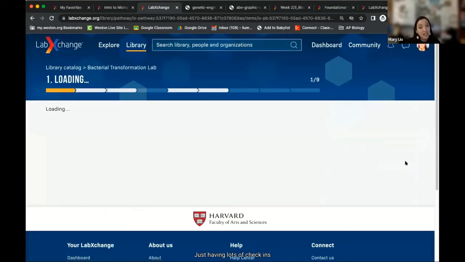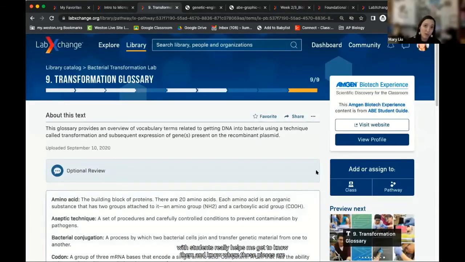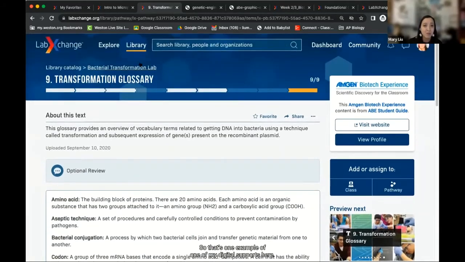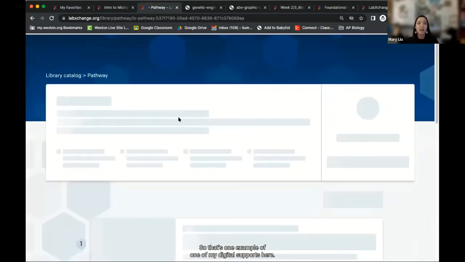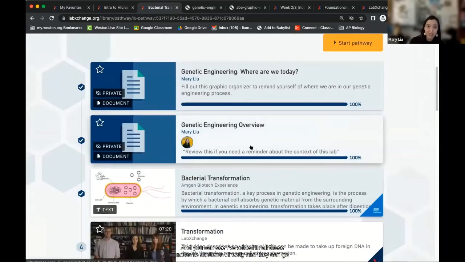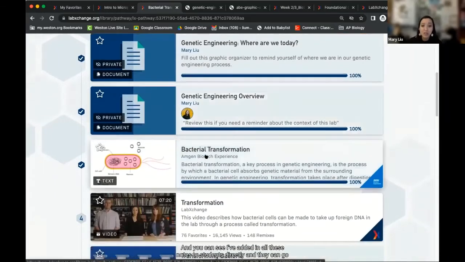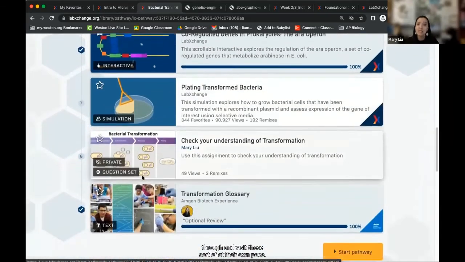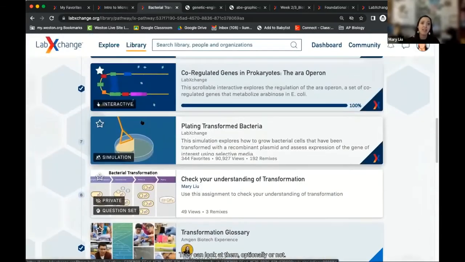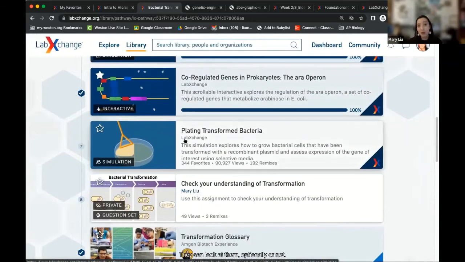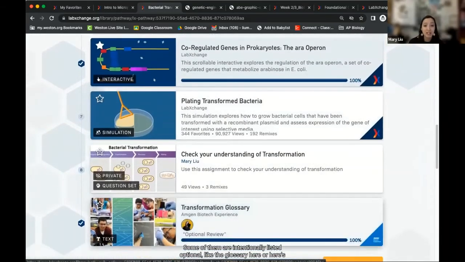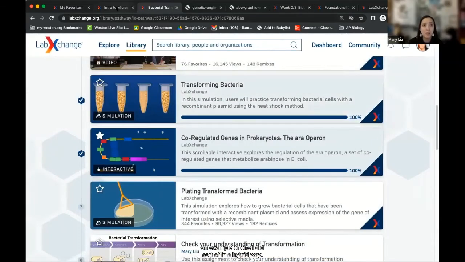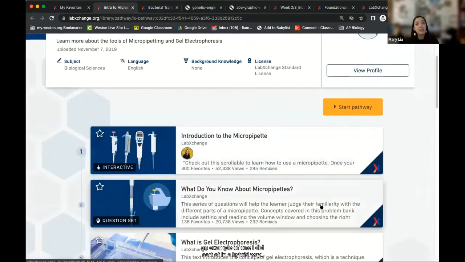Just having lots of check-ins with students really helps me get to know them and know where they're stuck. So that's one example of one of my digital supports here, and you can see I've added all these notes to students directly, and they can go through and visit these at their own pace. They can look at them optionally or not. Some of them I intentionally list as optional, like the glossary here, or here's an example of one I did in a hybrid way.